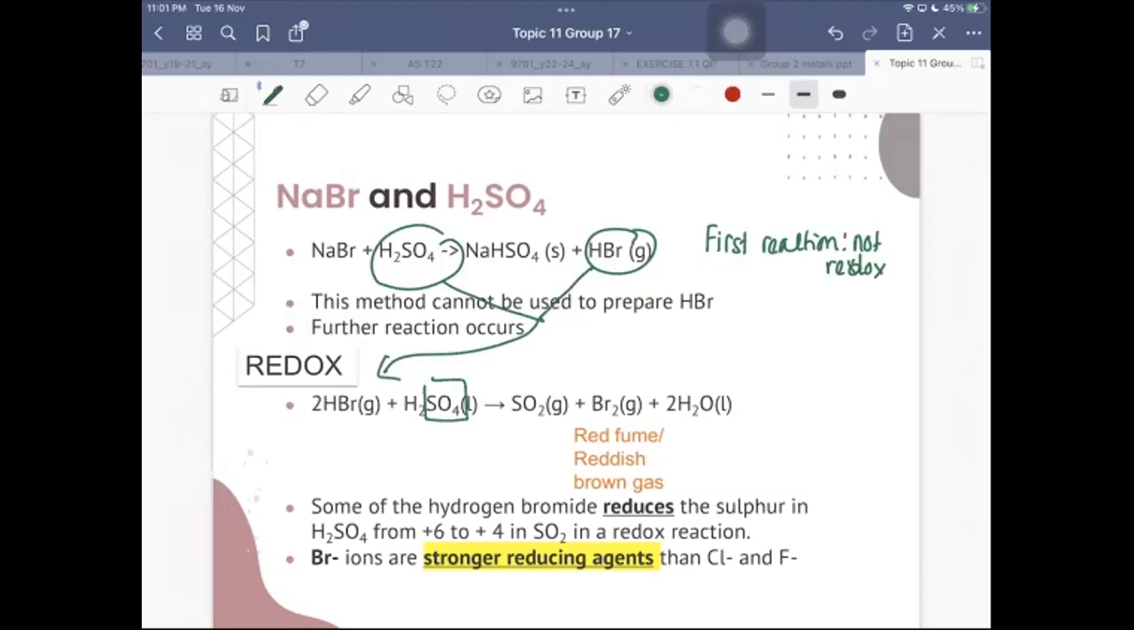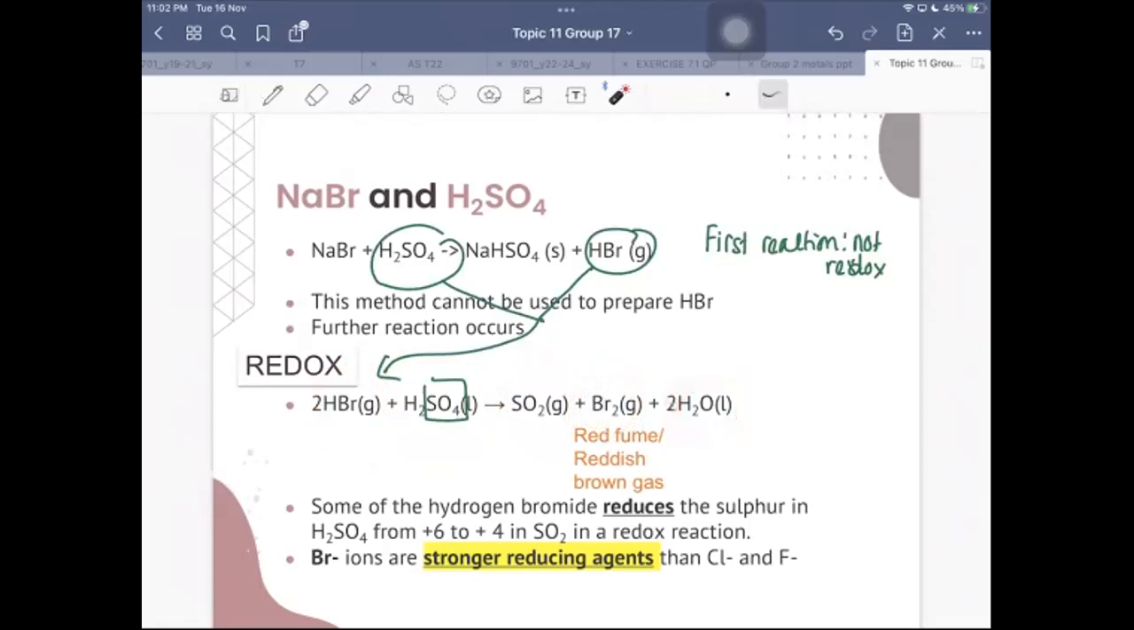Now you may ask, why does oxygen have to be -2? Because the more electronegative atom usually gets priority of the negative oxidation number. The observation is that hydrogen bromide is colorless. Sulfuric acid is also colorless. Sulfur dioxide is a colorless gas, so you won't be able to observe anything. And bromine gas is a red or reddish brown gas, so that is definitely something that you can observe.